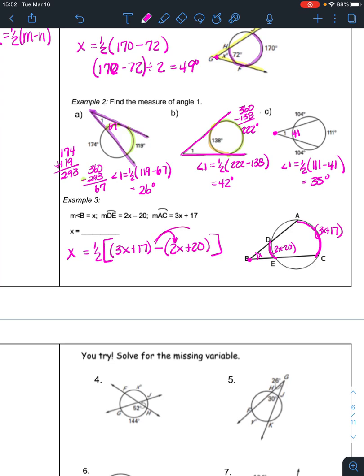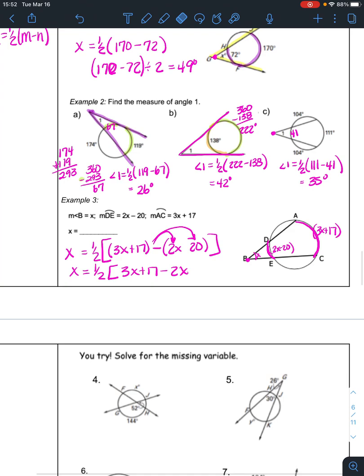So now we can go ahead and clean up. Let's distribute that minus sign so that it goes to everything. So we'll continue. x is equal to 1/2 times, and now we've got 3x plus 17 minus 2x. Oh, that should have been a minus 20. I apologize for that. Originally it was minus. It's minus right there in the problem. Now minus a negative is plus 20. I got ahead of myself.